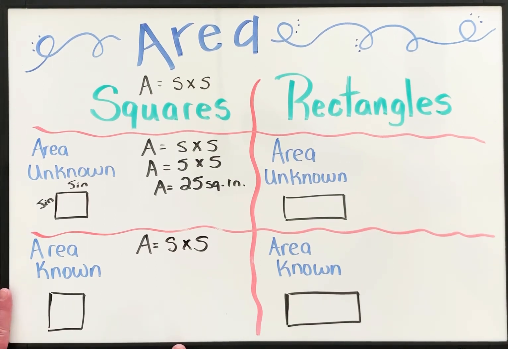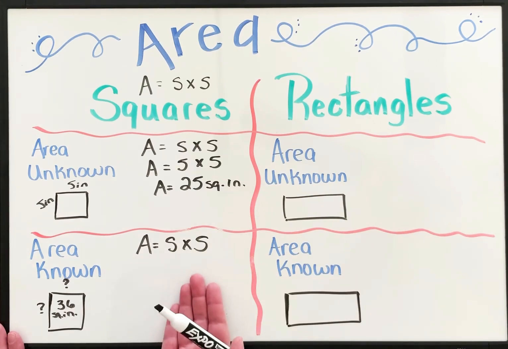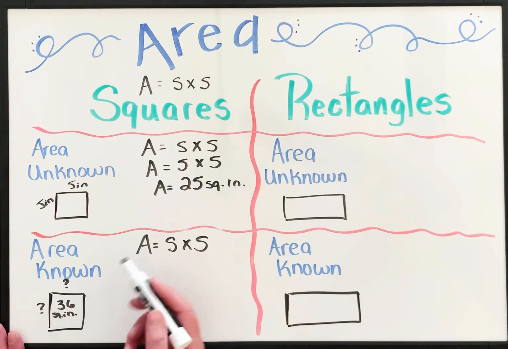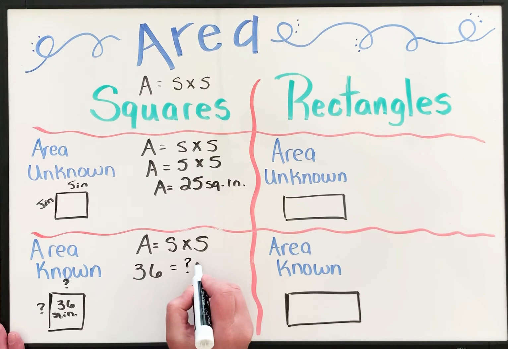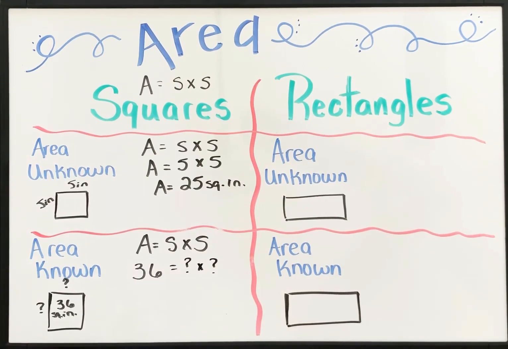Say Miss Moore gives you a square and I say my square has a measure of 36 square inches. And I want to know what the length of the sides are. Now, I can use my formula and plug in the parts I do know, but for this I have to think backwards. So let's plug in what we do know to our formula. I know my area, it's 36. So I'm just going to plug that 36 there under the A for area. And what I don't know are my sides. That is my question. That's my mystery.